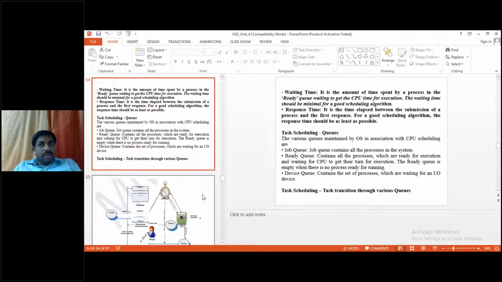For task scheduling, we have to maintain different queues. One is called the job queue, which contains all the processes in the system. One is the ready queue, which contains all the processes which are ready for execution and waiting for the CPU to get their turn for execution. The ready queue is empty when there is no process ready for running. And there is a device queue. It contains the set of processes which are waiting for an IO device. To recap: the device queue contains the set of processes waiting for an IO device. The ready queue contains all the processes which are ready for execution, waiting for CPU time. The job queue contains all the processes in the system.